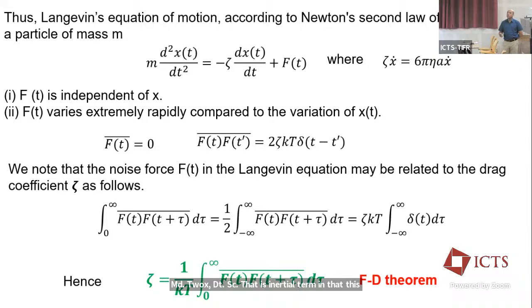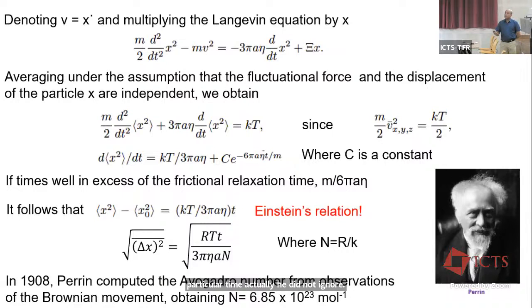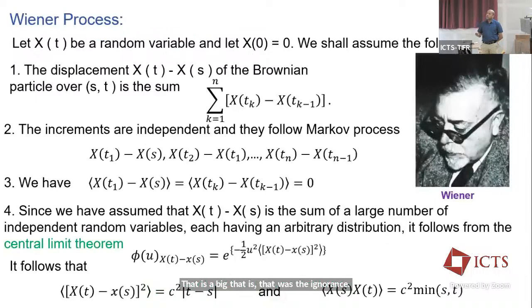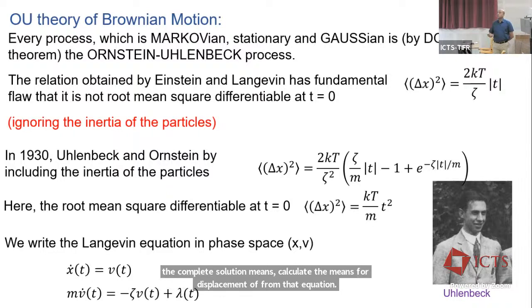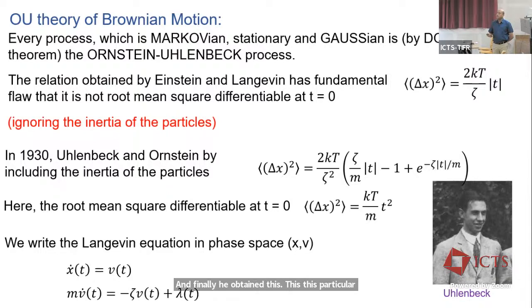In the Langevin treatment, they ignored that term. Whenever they take this average and take t tending to infinity, automatically this term goes to zero. So that was the ignorance. He did not ignore that, and he included it, and he calculated the complete solution, meaning he calculated the mean square displacement from that equation, and finally he obtained this particular relation. And you see that at t equal to zero, this mean square displacement follows the t square dependence, and t square dependence means it is differentiable at t equal to zero. In the previous case, it was not differentiable at t equal to zero.